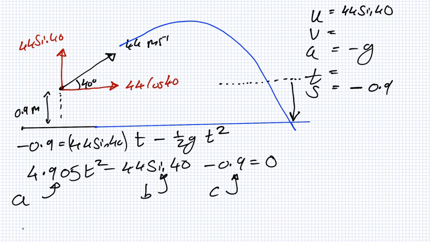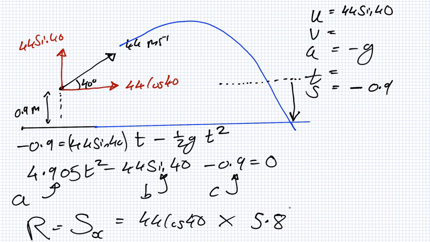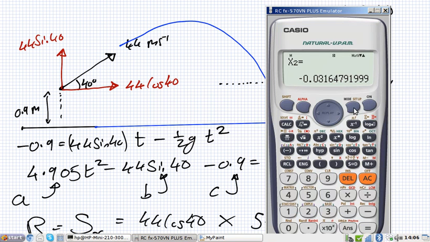So looking in the horizontal direction now, the range is how far it travels horizontally, and horizontally is just distance, speed, time, since there's no acceleration. So it will be the speed, which is 44 cos 40, multiplied by the time, which we said is 5.8. So hitting that in on the calculator, 44 cos 40 times 5.8, and that's 195.5 meters. Okay, so that's the first half.